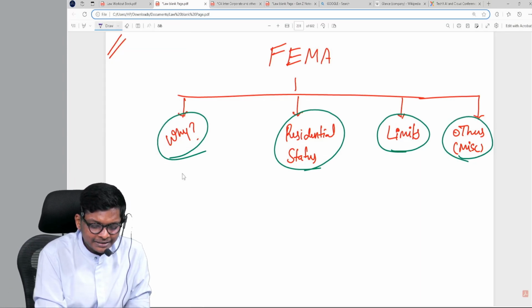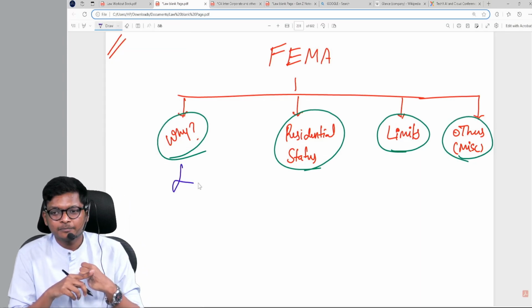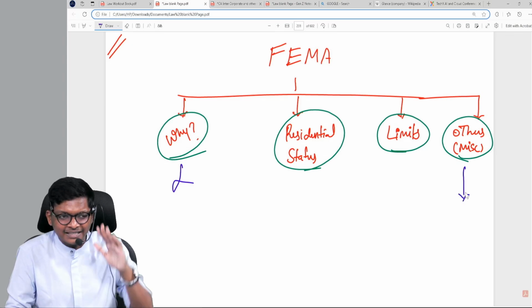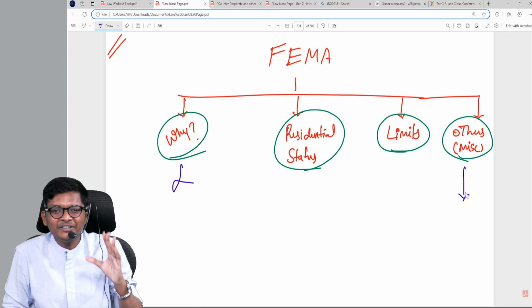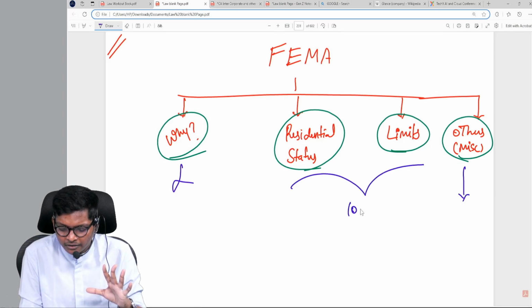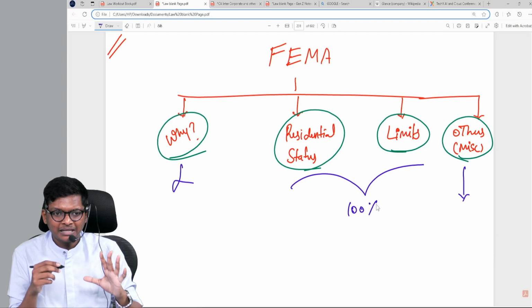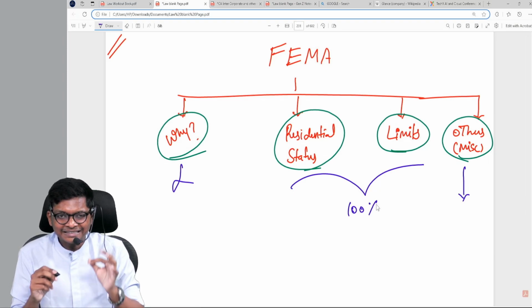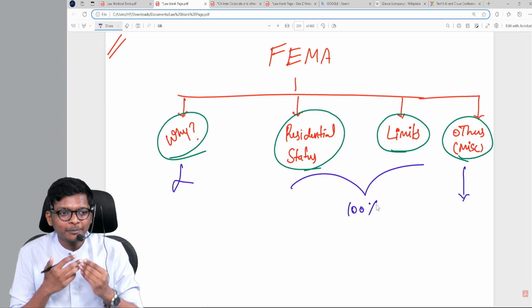In the exam, they are not going to ask why FEMA came. These other miscellaneous concepts also, chances are very, very low. Definitions, all of the chances are very less. These two only will 100% come in the exam. Either residential status or limits or both, and it is dead easy if you learn from me.